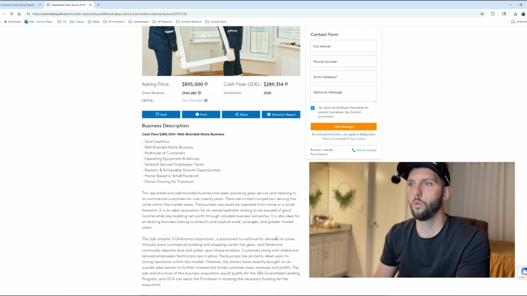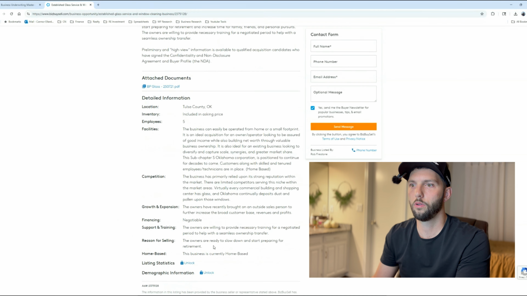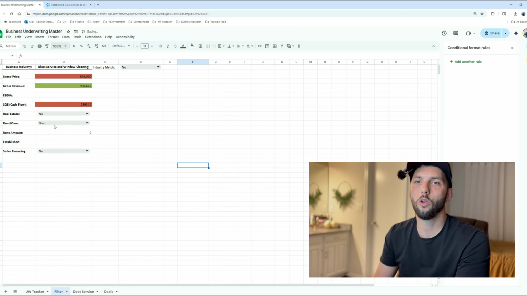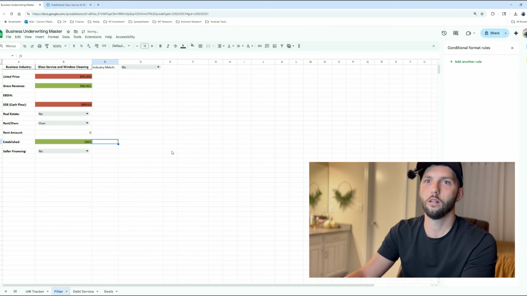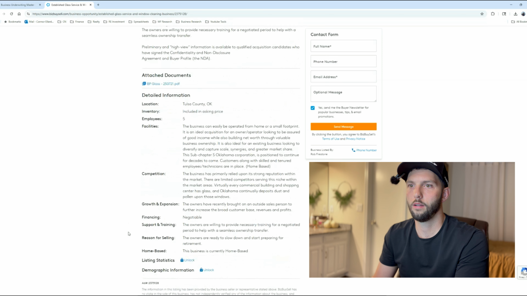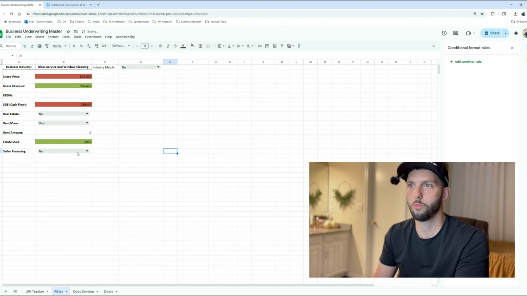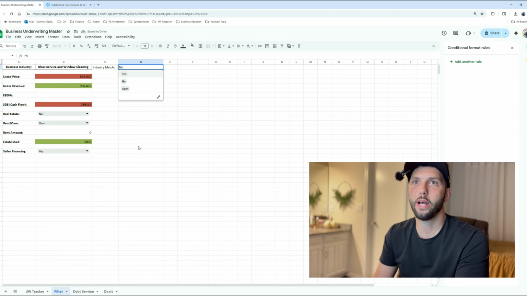Okay, do they own real estate? Let's scroll down on the listing here, and I actually need to log in. Home base, willing to provide training, growth, facility, business easily operated, small footprint. So no, I'm going to say they don't. It's all home based. So no real estate, which is fine. They've been established since 2005. That's really good. That's very tenured. I'd like to see that. They do seller financing. Sometimes they will say it on here. Financing negotiable. So potentially, yes. I'm just going to put yes. Okay, industry match? Yes, actually.